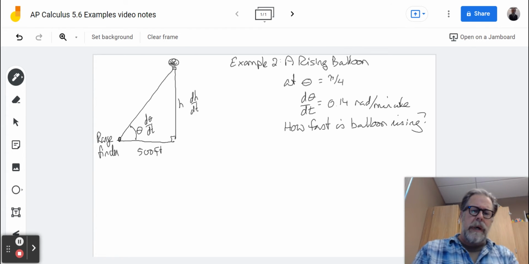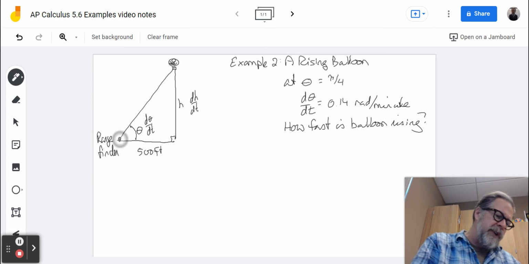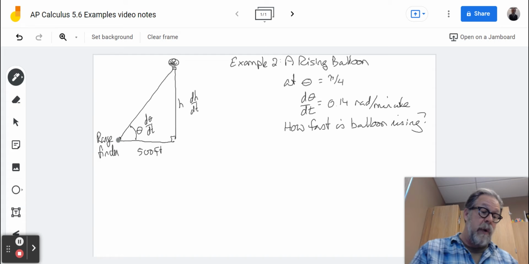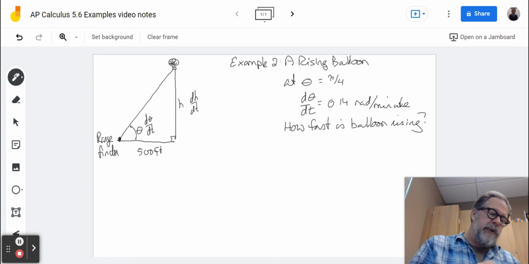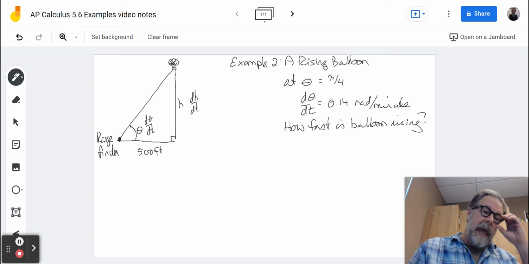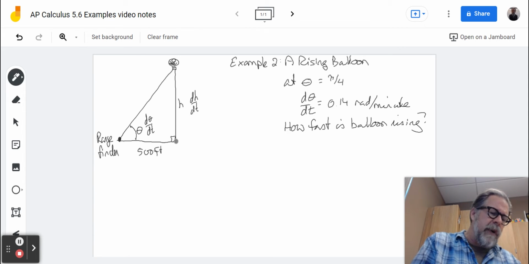We've got a hot air balloon that is going straight up. And we have a station off to the left here, which has a rangefinder. And the rangefinder is actually measuring the angle of the balloon. The rangefinder is 500 feet from directly under the balloon, the liftoff.